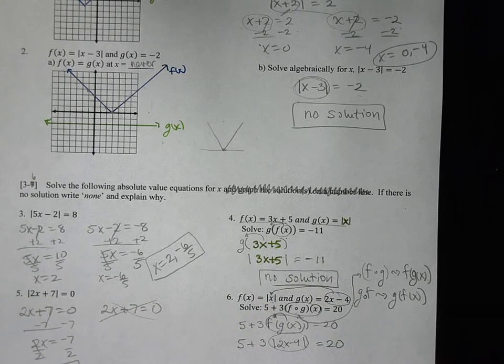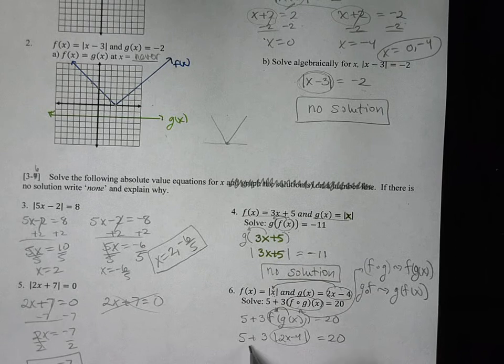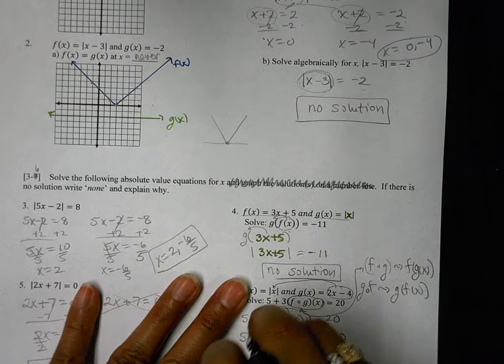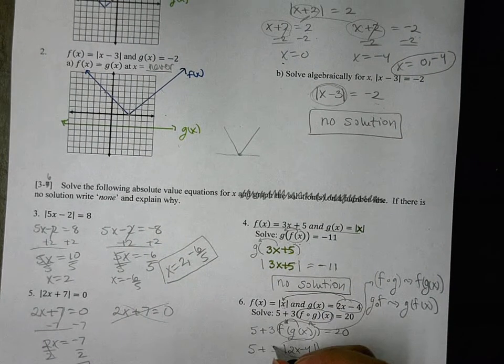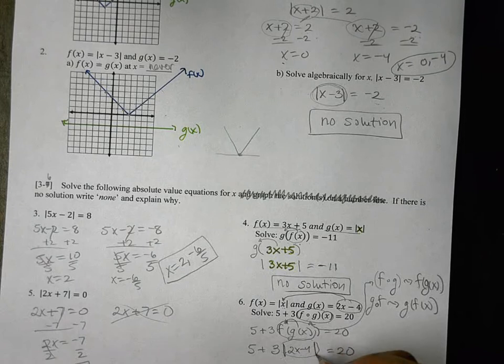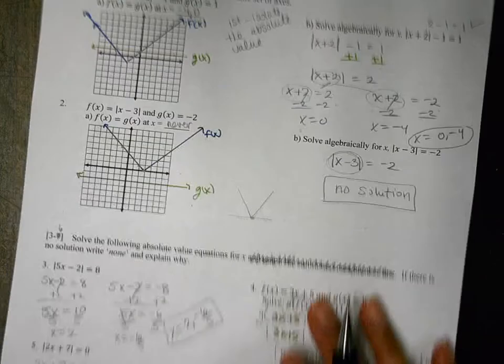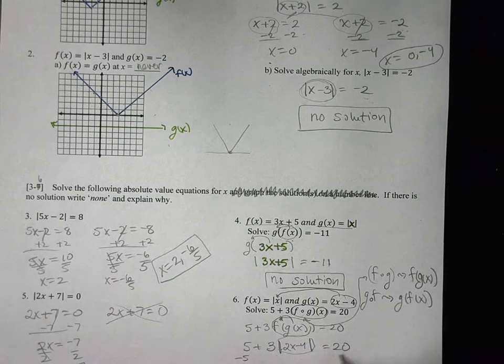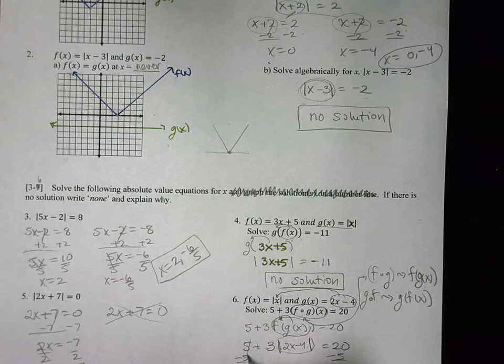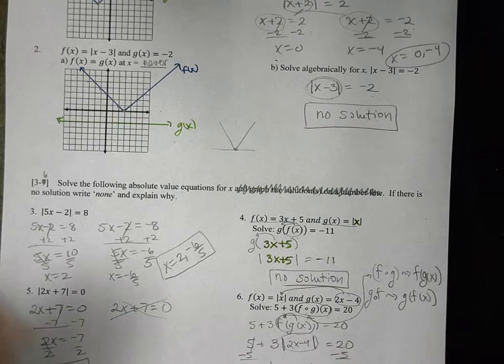All right, I cannot add 5 plus 3 because 3 is attached to the absolute value. I cannot do 5 plus 3. It's like 5 plus 3x. They're not like terms. So I'm going to isolate. We talked about earlier isolating the absolute value. I'm going to do that by subtracting 5. 3 absolute value, 2x minus 4 equals 15. And it's still not isolated because I still have to divide the 3.